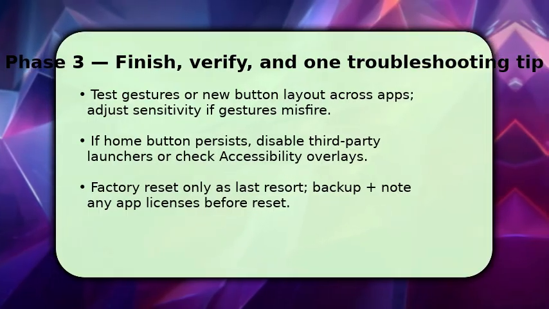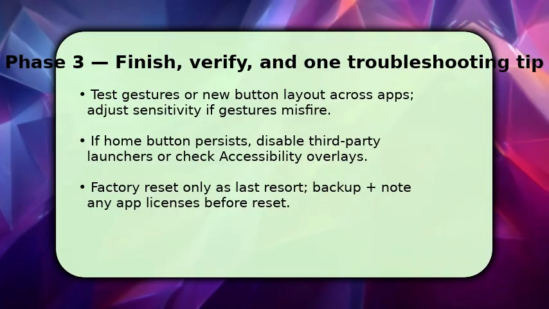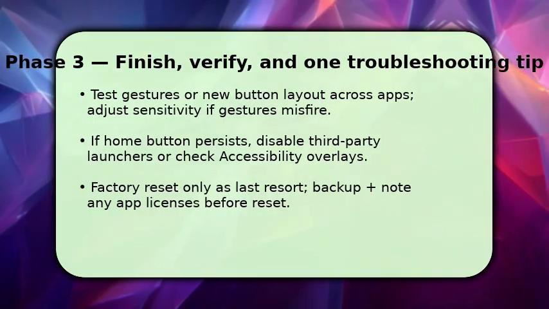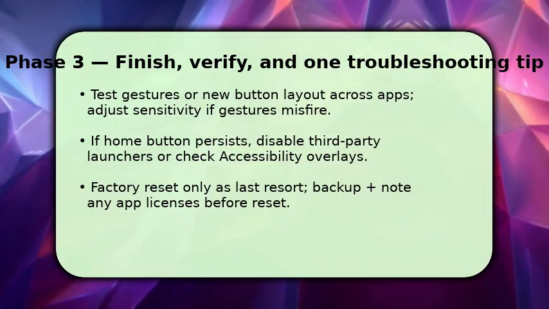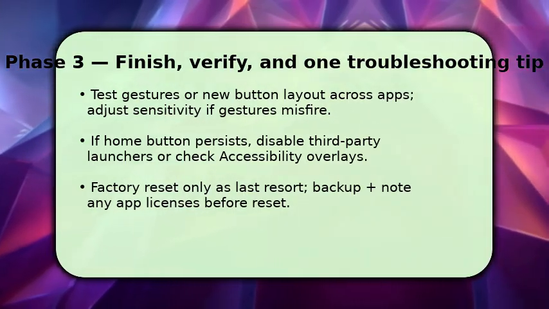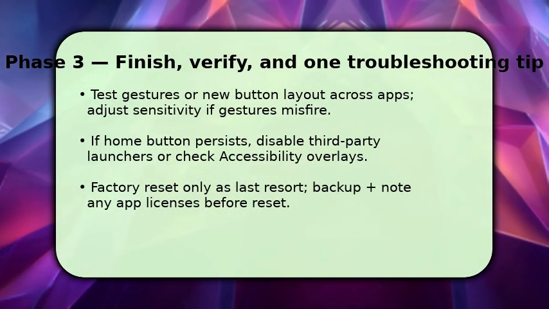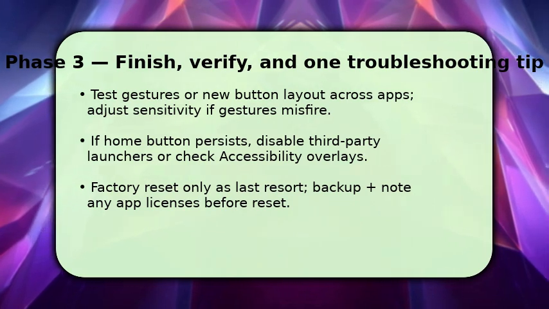If the home icon persists, disable third-party launchers and look for accessibility overlays or device mods that reintroduce it. Those often override system settings. Only use a factory reset as a last resort, and make sure you back up data and record app licenses, because a reset clears custom configs that might restore the original home.